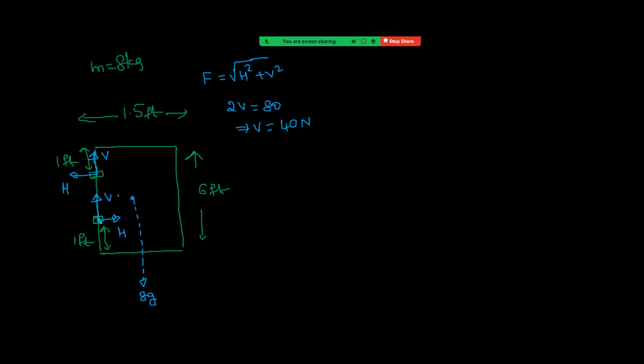About this point, because of mg, torque will be clockwise. So mg, 8g, times the perpendicular distance. This is given 1.5, half of that, 3 by 4. This should balance H into the total value 6.